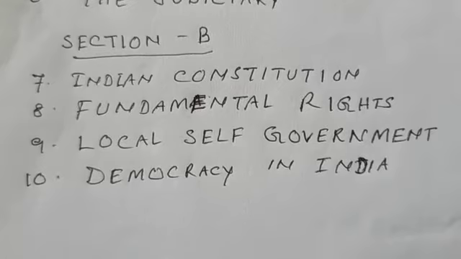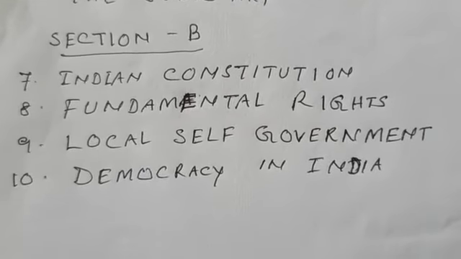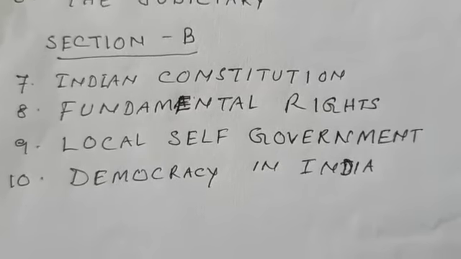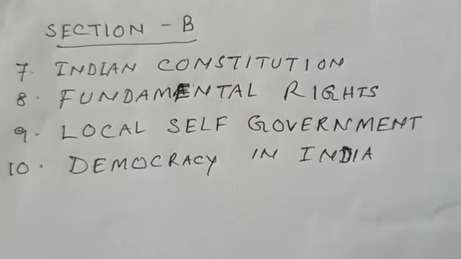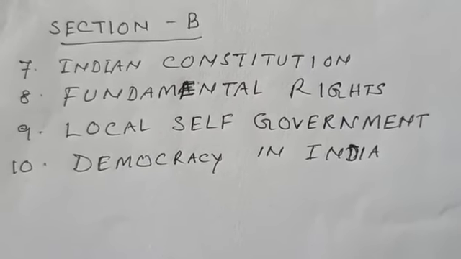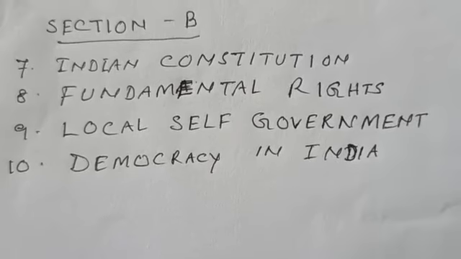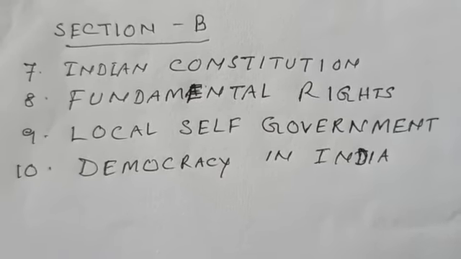Number 9, local self-government, 73rd and 74th constitutional amendment. And number 10, the last chapter, democracy in India. Under this, challenges faced by Indian democracy, caste, political violence and three other points are there.